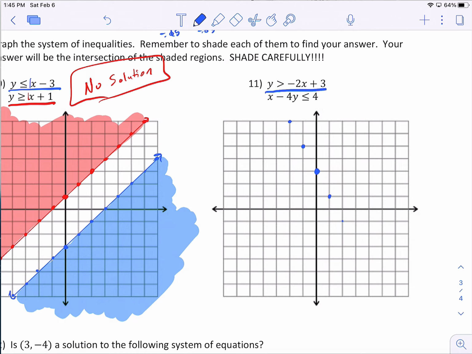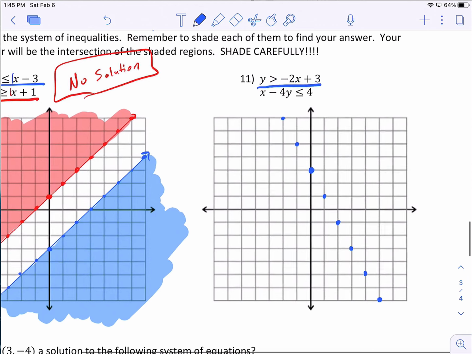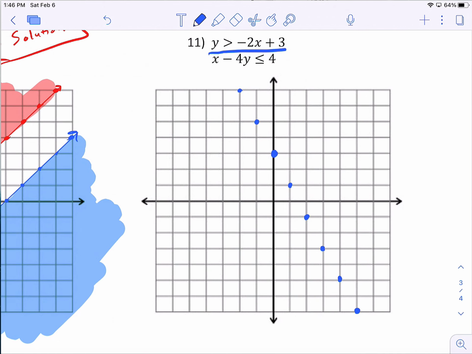And like I said, when I do my inequalities, I like to do all the points I can. Now, this one I got to be a little more careful with. The inequality symbol is just greater than, which means I need a dashed line. So I can't use my straight line tool, and I'll just have to do the best I can. I don't know if I can do dashed lines on here.